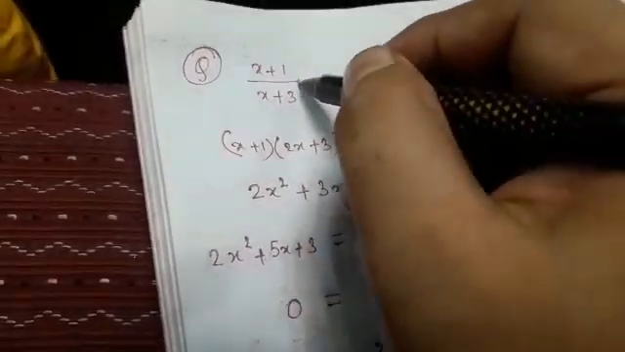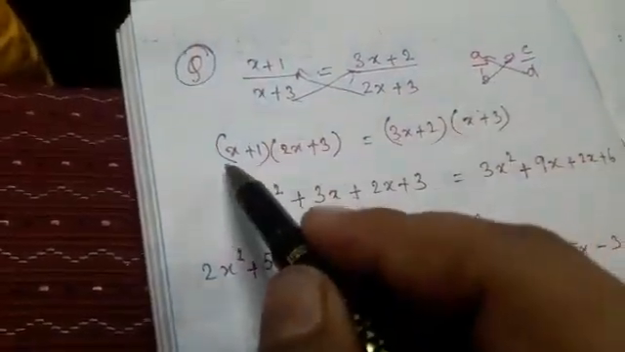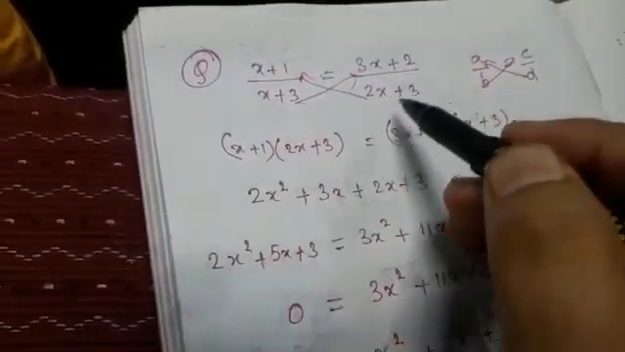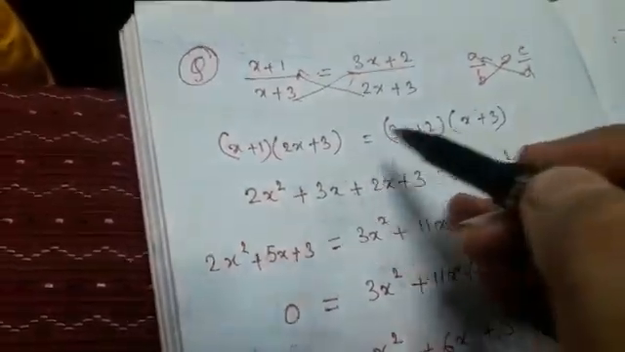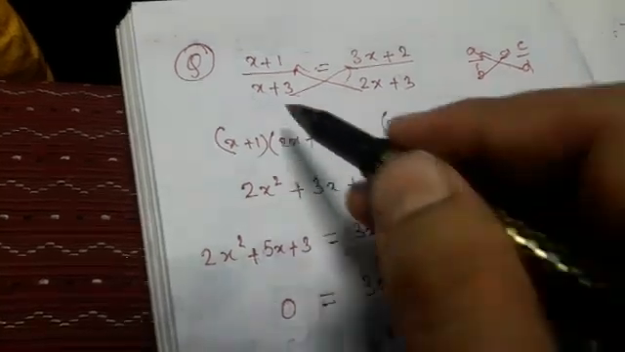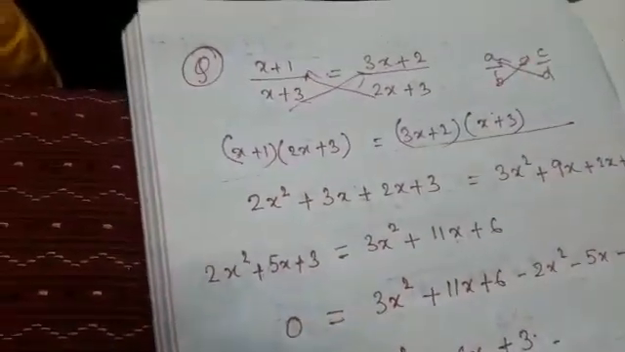So let's apply the cross multiplication technique. You will have x plus 1 here, you bring this 2x plus 3 there by doing cross multiplication, is equal to 3x plus 2 is there, you bring this x plus 3 there, right, and make a straight line. This is your first job.